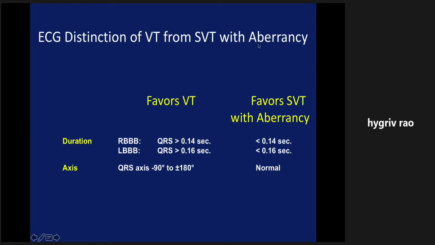Now, generally, when you have an SVT with aberrancy, these kinds of things, if the patient has an RBBB with a duration of more than 140 milliseconds, it favors VT.